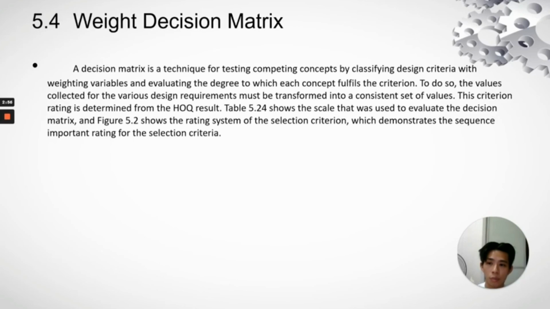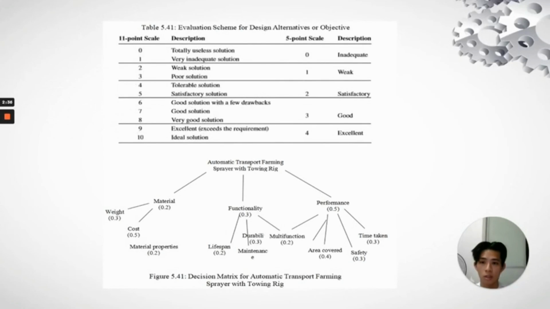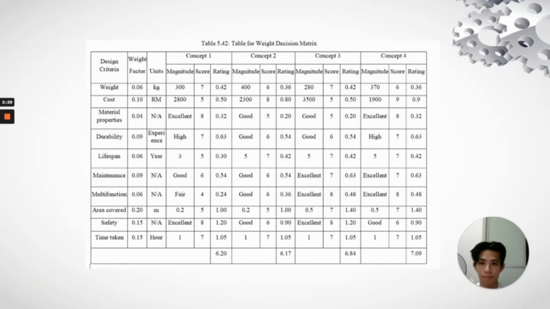The weighted decision matrix is a technique for testing competing concepts by classifying design criteria with weighting variables and evaluating the degree to which each concept fulfills the criteria. Next, it shows how we do the scales for our design. This is the table of the weighted decision matrix, and it shows that concept 4 has the highest value.